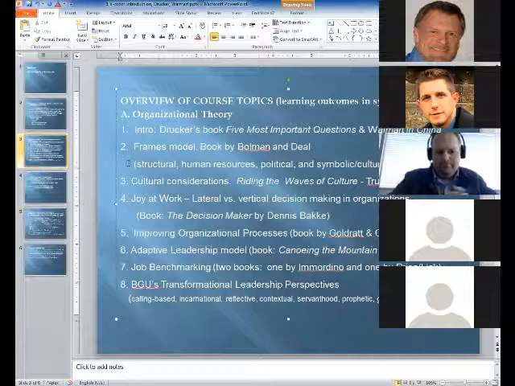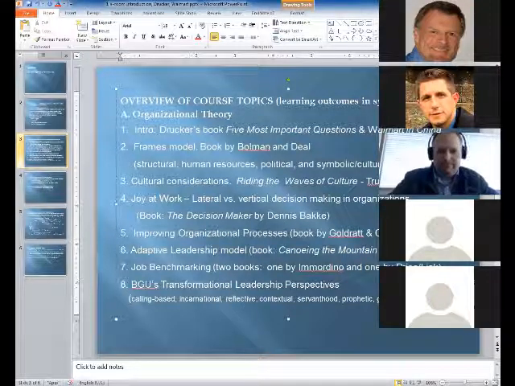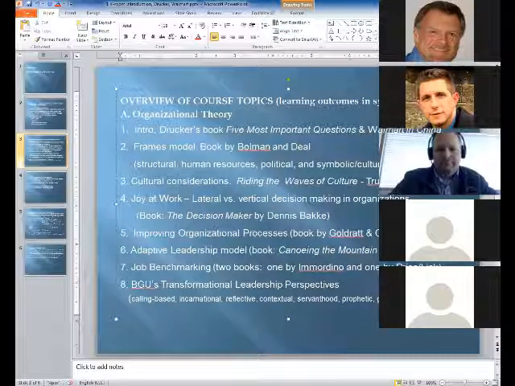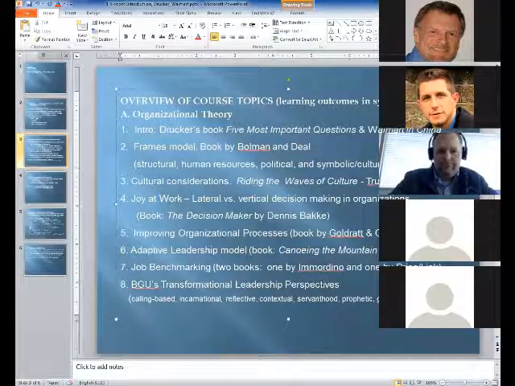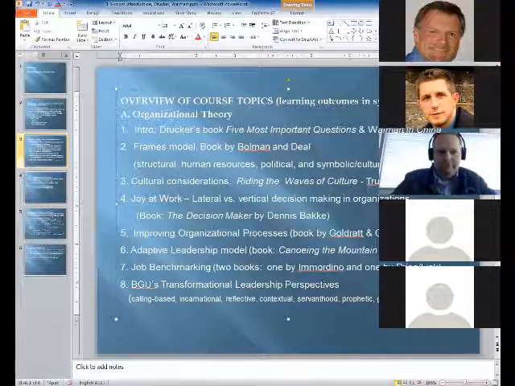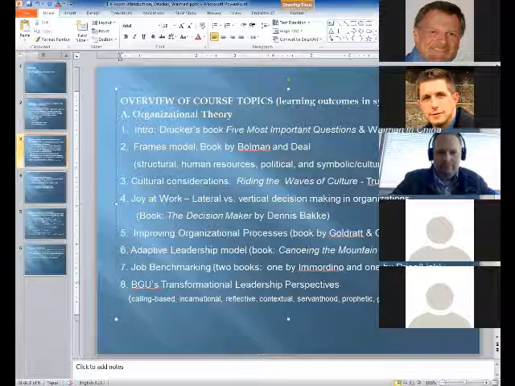The other one is job benchmarking. Now, I'm familiar with the Immordino book, which is kind of built on the Baldrige model, which kind of goes over some of the classical areas of assessment, like we said, leadership, infrastructure, emotional climate, strategic planning. Talk a little bit about job benchmarking, Jeremy.